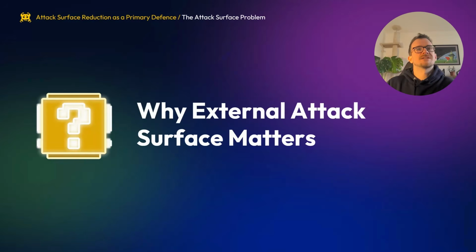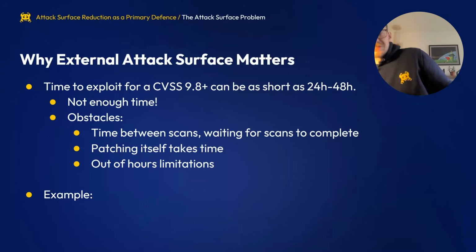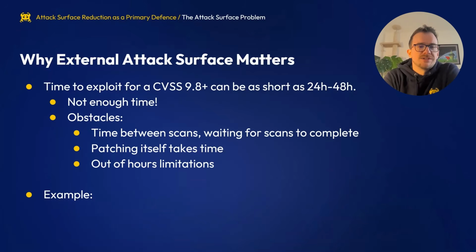So why does our external attack surface matter? One of the reasons is that the time to exploit for the big weaknesses that hit can be as short as 24 to 48 hours these days. Your CVSS 9.8s to 10s, the types of vulnerabilities that are exploitable unauthenticated from the internet. You really don't have much time to patch those before attackers are acting on them. 24 to 48 hours is often not enough time for us to get that patch in place.